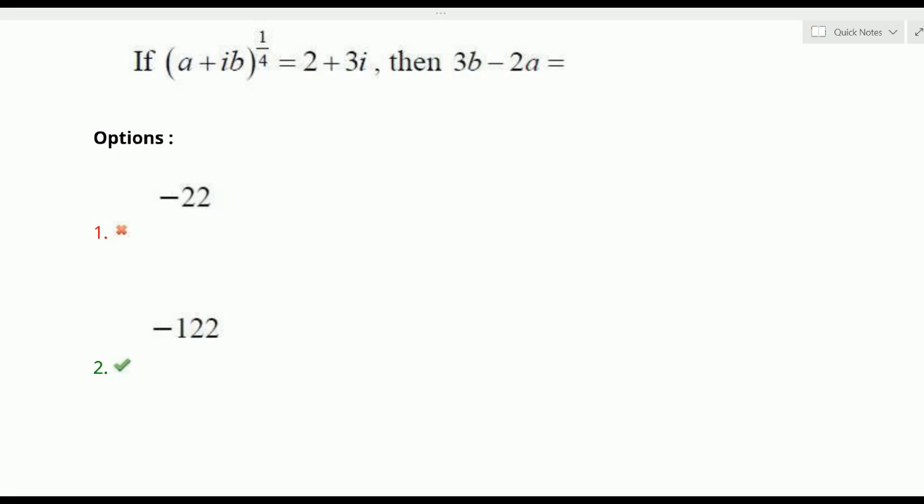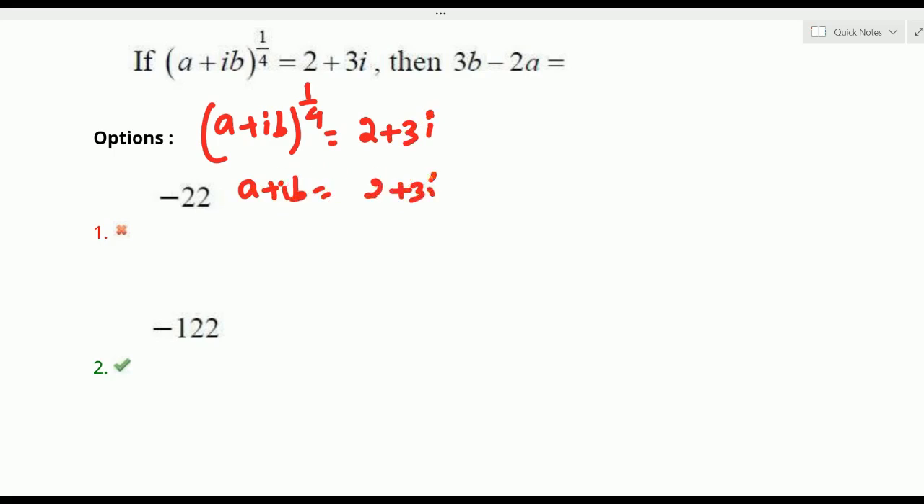3b minus 2a. అంటే మనకి ఇచ్చిన కాంప్లెక్స్ నెంబర్ ఈక్వేషన్ లో a, b అన్నోన్ వాల్యూస్ ఉన్నాయి. అన్నోన్ వాల్యూస్ తెలిస్తే మనకు కావాల్సిన రిజల్ట్ కనుక్కోవచ్చు. Simply, for this one, what is (a + ib) given as? (a + ib) whole power 1 by 4 is given as 2 + 3i. So to find out a and b values, take the power 4 on both sides. So a + ib is equal to (2 + 3i) whole power 4. You can write (2 + 3i) whole square and again square.